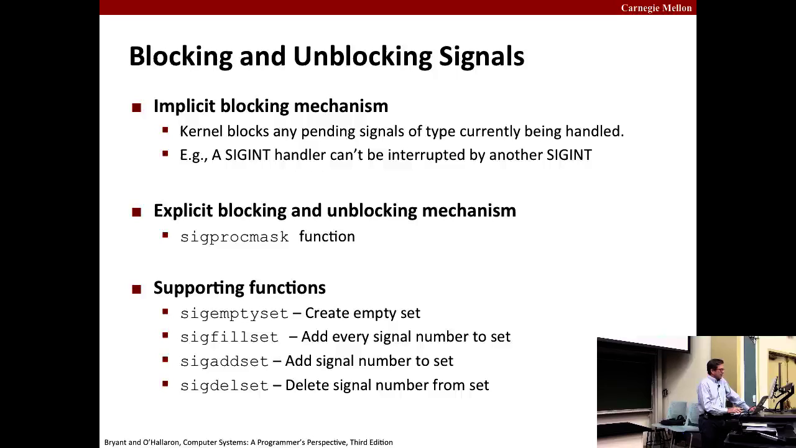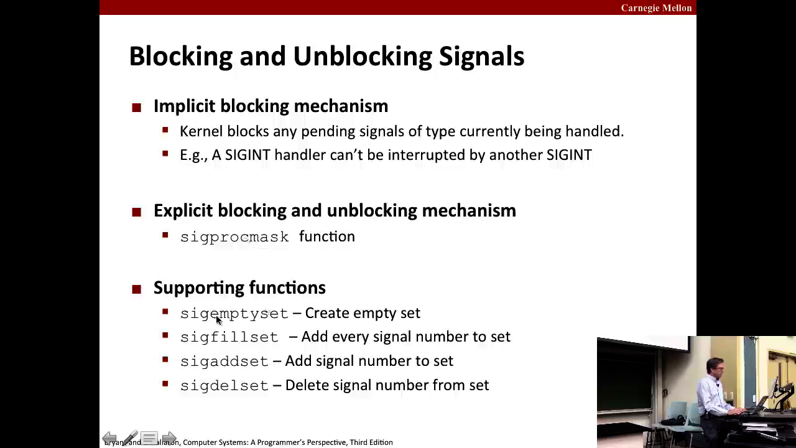Now, the kernel always blocks pending signals of the type currently being handled. Right? So a handler for a signal of type T can't be interrupted by the receipt of another signal of that same type. Okay, it can be, as I showed in the previous slide, interrupted by a signal of another type, but not by a signal of the same type. So that's sort of an implicit form of blocking. But the kernel also provides a system call that allows you to explicitly block and unblock signals in the form of the sigprocmask function.